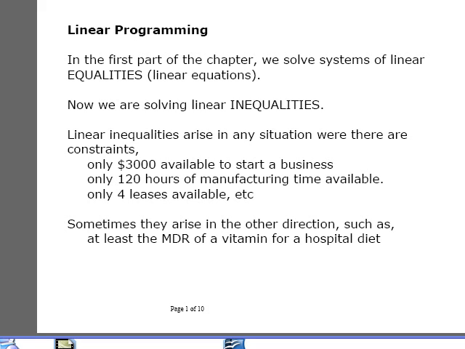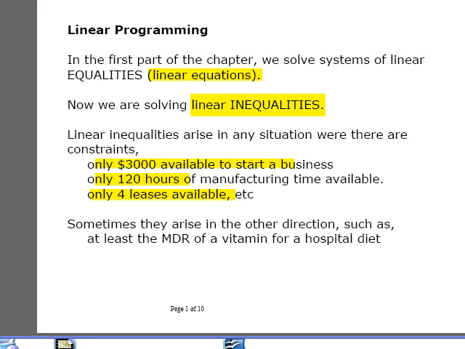So what we've done so far is that we have solved linear equalities. Those were those linear equations. And now we're going to work with linear inequalities. These can arise in many situations, and we're looking here, of course, at business situations, and they are called constraints. Examples might be having only so much money available to start a business. Or say you're manufacturing something, but you can only get so many hours of manufacturing time. Or maybe you can only get the paint booth for so many hours. Or maybe only so many leases are available.